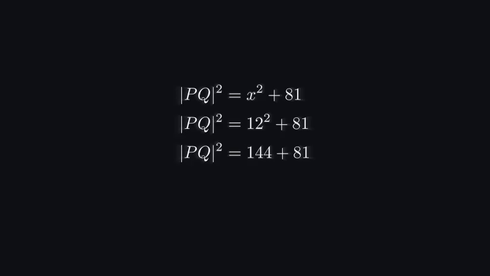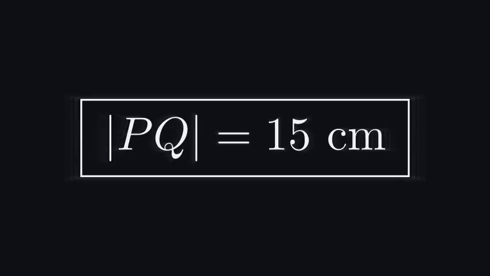Length of PQ squared equals 144 plus 81. Length of PQ squared equals 225. Continue the aligned calculation. The next steps are shown one line at a time. Therefore, PQ equals 15 centimeters. This framed result is the final answer for the question.